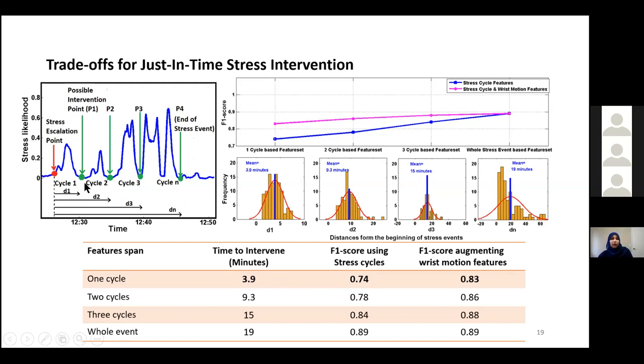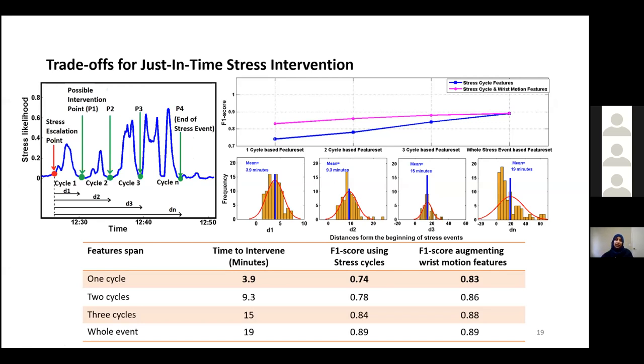However, if we see more cycles, our model performs better. There are some inaccuracies, but if the machine learning model sees more cycles, it sees more features, and it can more accurately detect the stress condition at this moment. After the second cycle, it takes almost 10 minutes and we are able to intervene. So that is a design choice, whether we want more accuracy or we want to be intervened earlier.